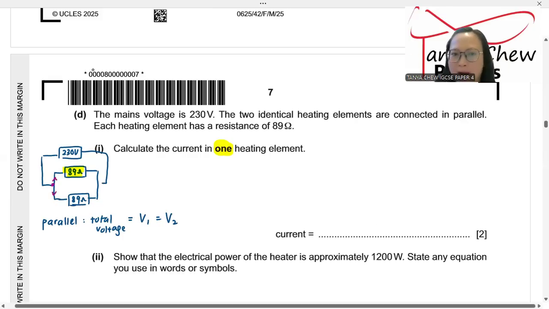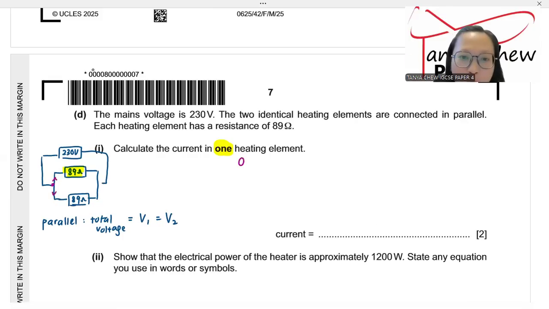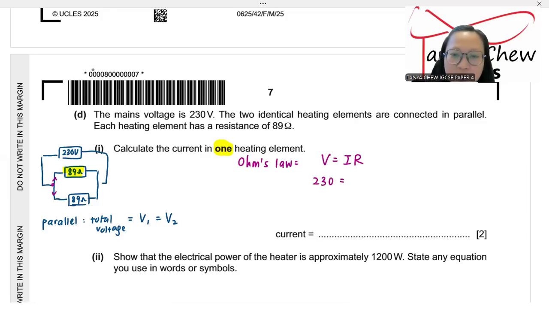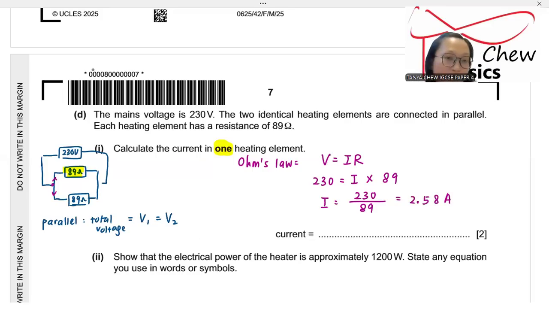Since they asked about the current in one heating element, use Ohm's law. So you remember Ohm's law? V equals IR. V is the voltage, 230. I is the current, I don't know, I need to calculate. And the resistance is 89. I is equal to 230 divided by 89. So you end up getting 2.58 ampere. If you put 2.6 ampere, two significant figures, yes, that can be accepted. Or you can put it as three significant figures, together with the unit.